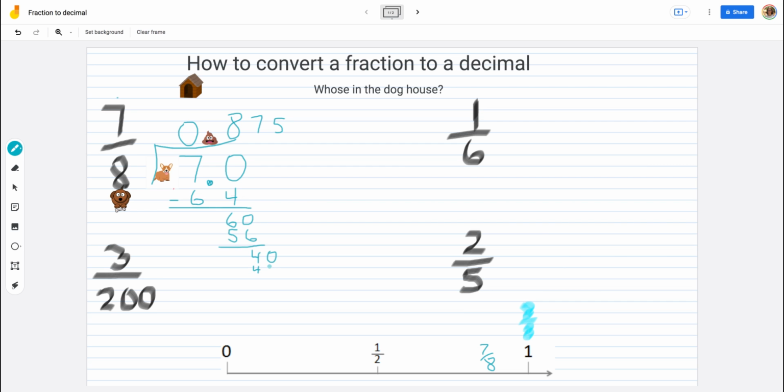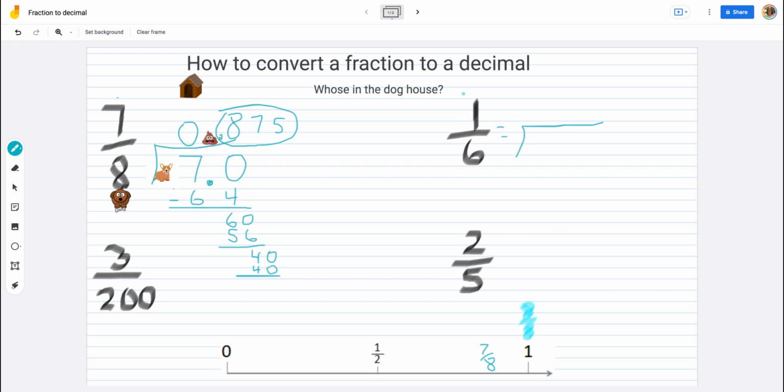So now I know I got nothing left. I got the answer. It is 0.875, or 875 thousandths. Let's move on. Let's try this number here. Now we got 1/6. We're going to change it into a decimal.